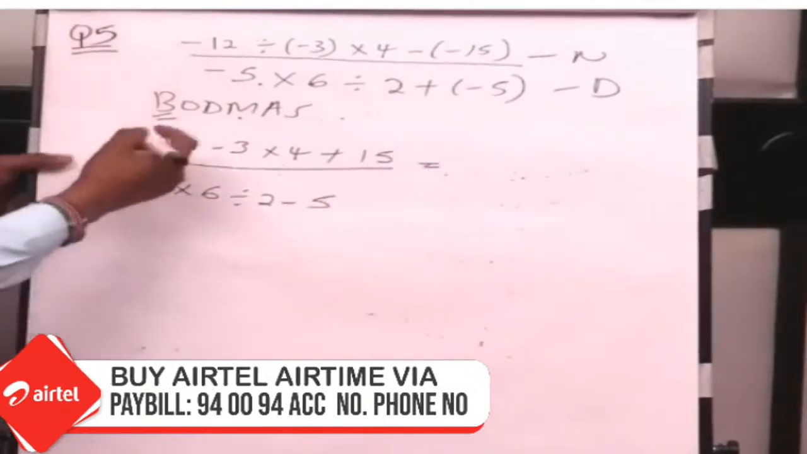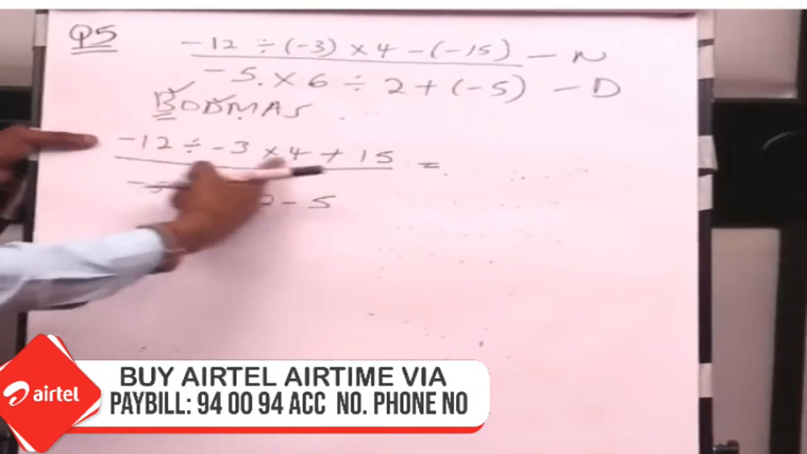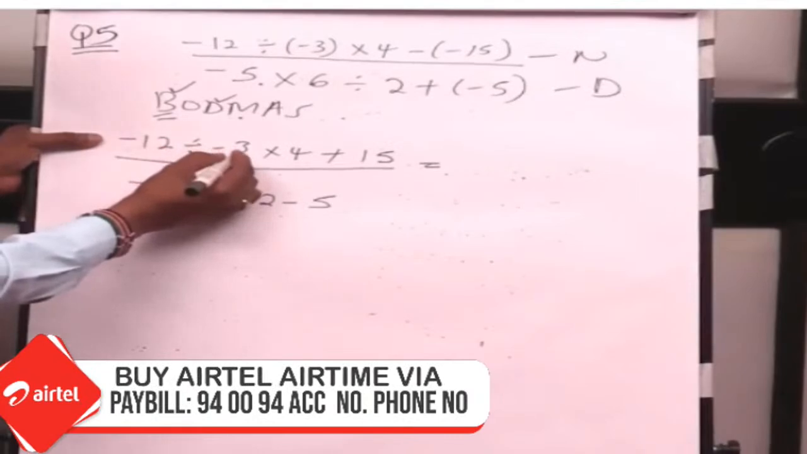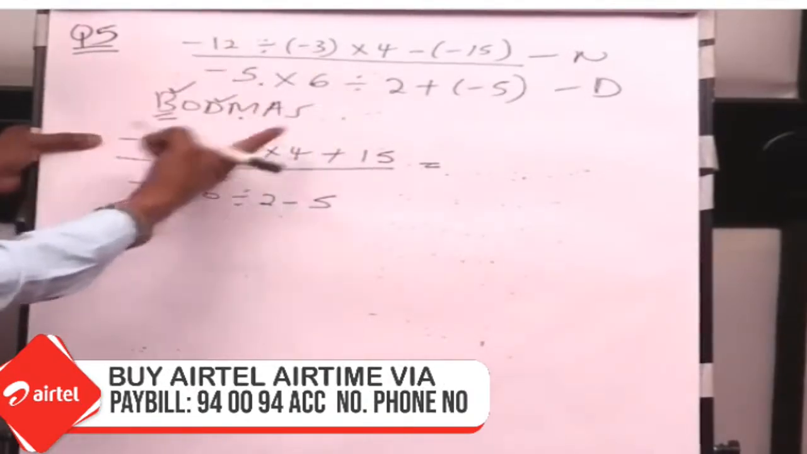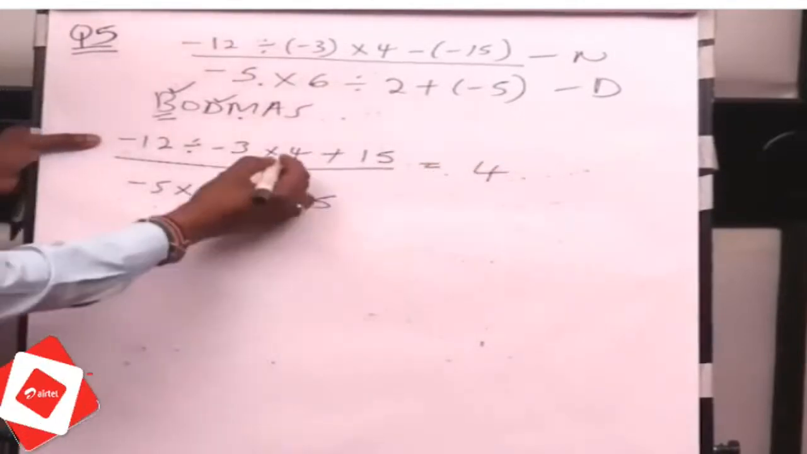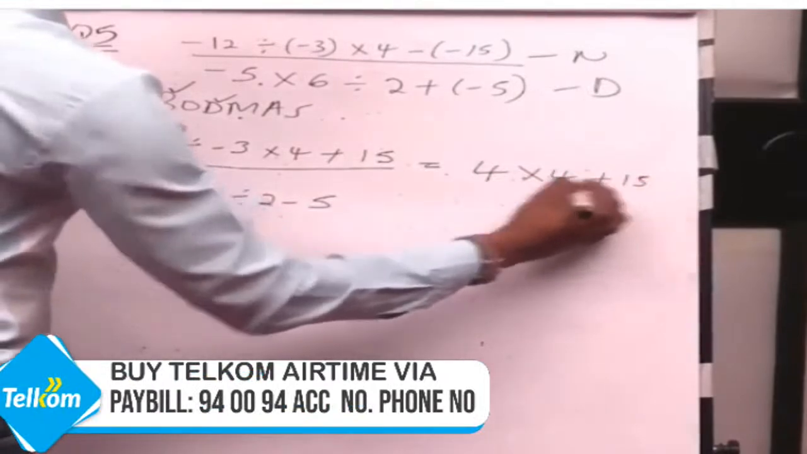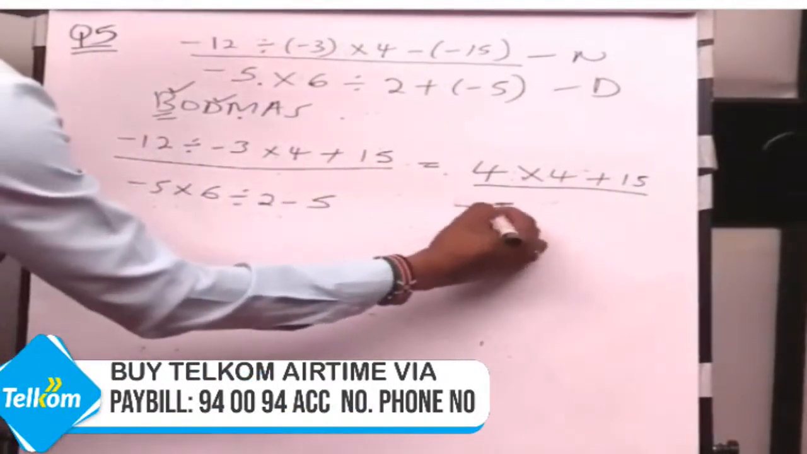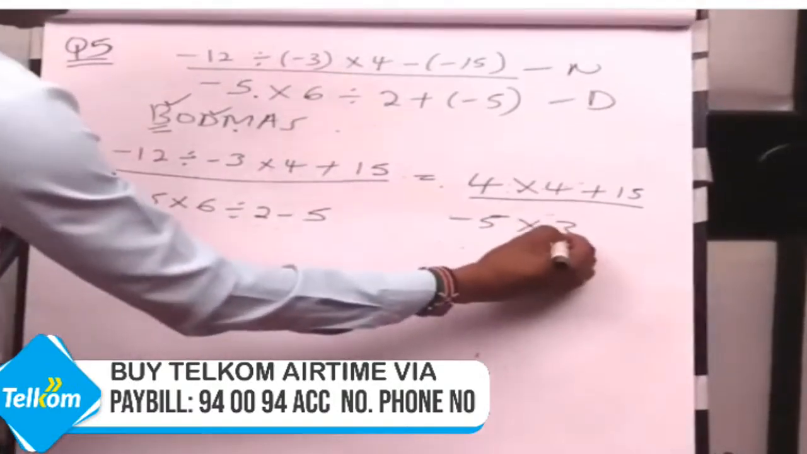Come here. After brackets, of is not there, so go to division. Now come to the numerator and divide. Minus 12 divided by minus 3. Minus divided by a minus is a positive. 12 divided by 3 is 4. So that is 4, times 4, rewrite it, plus 15. Divide by minus 5 times, then 6 divided by 2 is 3.